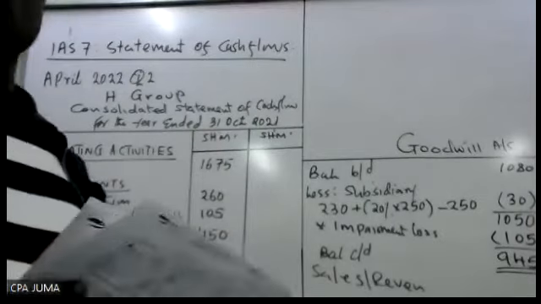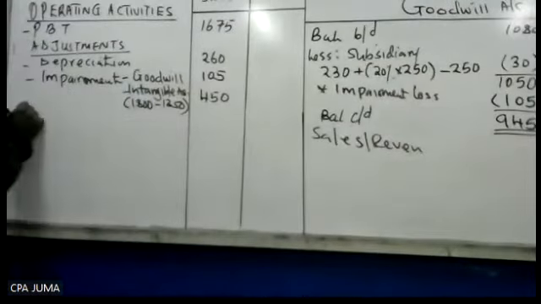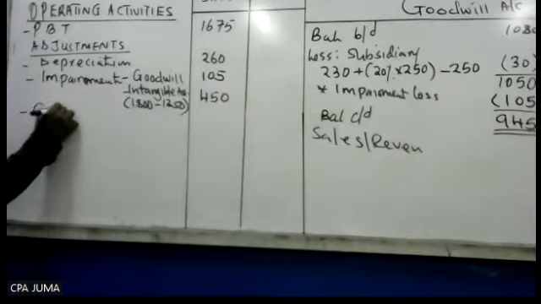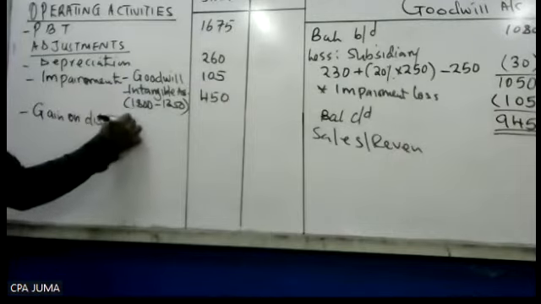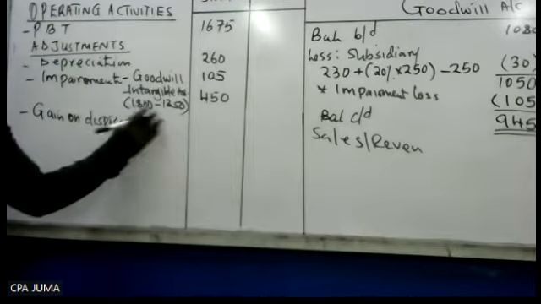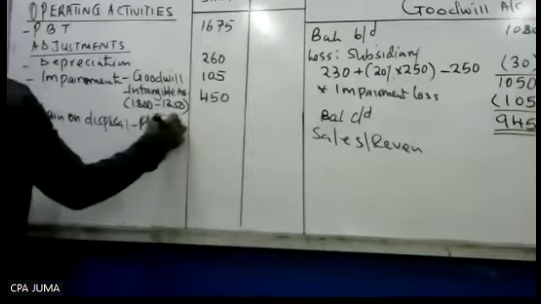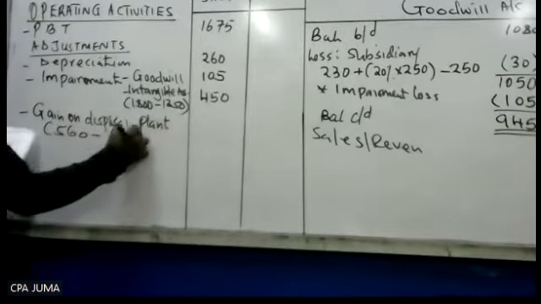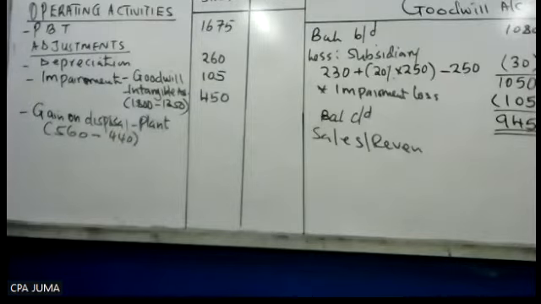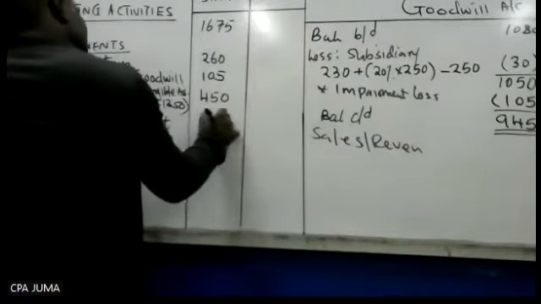Bring it back. So you come and say gain on disposal of PPE. Get the difference: 560 minus 440, that is 120. So that is 120. Get it out.